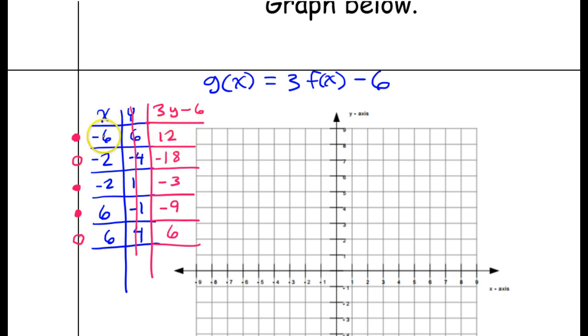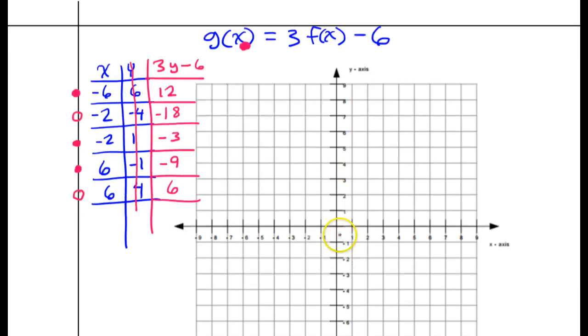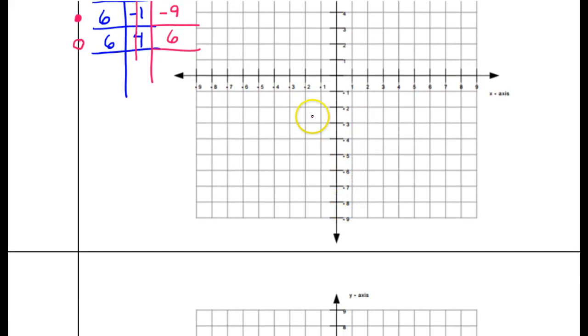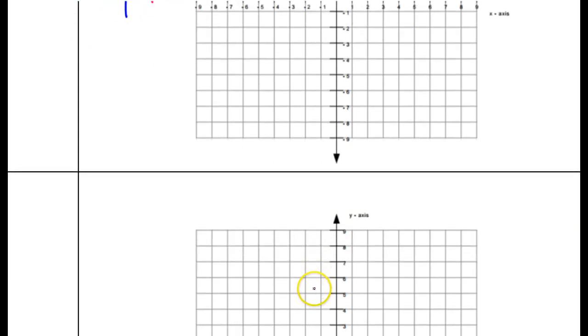So the first point is negative 6 comma 12. Some of these points are off the graph, so I'm just going to do the best I can. So negative 6 comma 9, 10, 11, 12. Alright, let's just say it's going to be about here. Then negative 2 comma negative 18. Wow. So here's negative 2, and here's negative 9. So negative 18 is going to be like way down here somewhere.